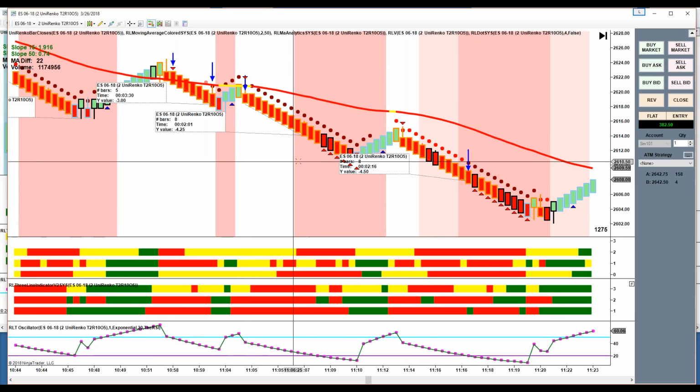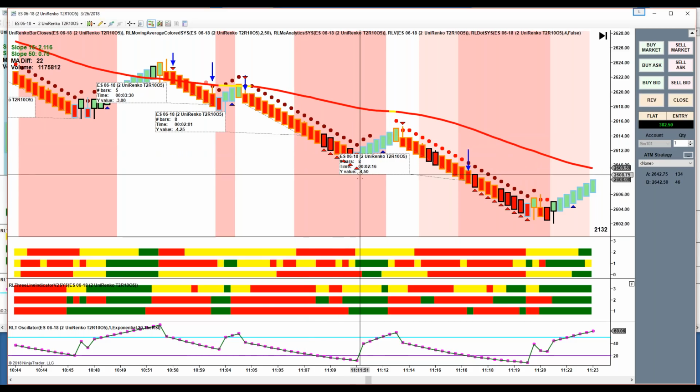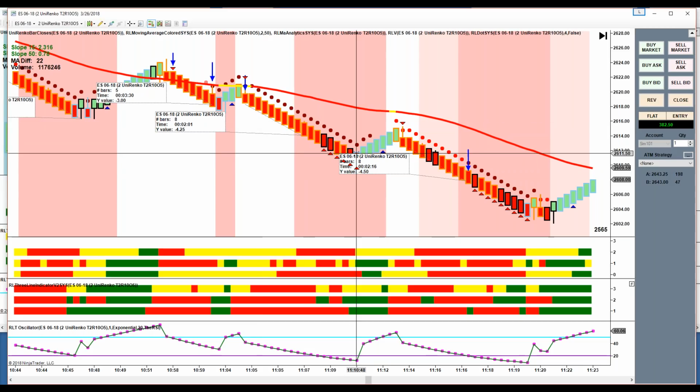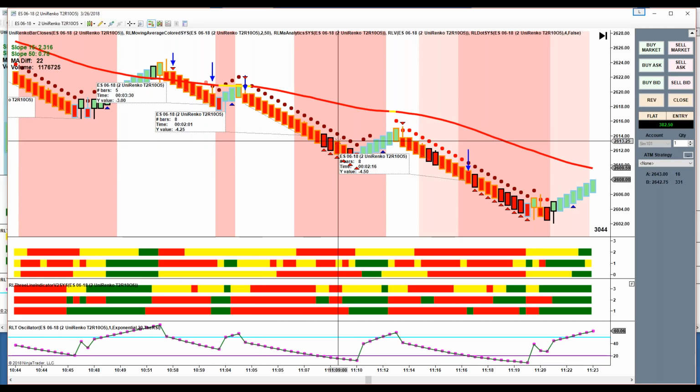I don't know. It went all the way. It went 4.25, and we were out of the trade. 4 points is our second target. It continued to go down. We closed the trade at 16 ticks. We got 4 points. We got a total of 6 points on that trade.